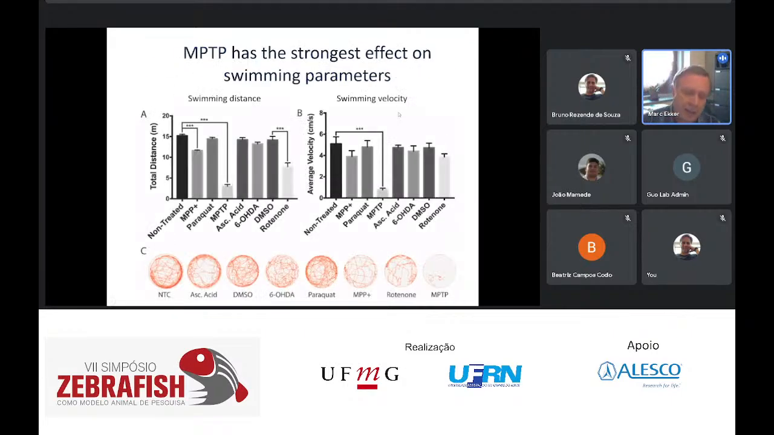What I didn't have time to show you is that we also took into consideration the non-specific effects of these drugs in terms of the deformities that we could see, the mortality, and so on and so forth. And in the end, we decided that we would stick with MPTP.